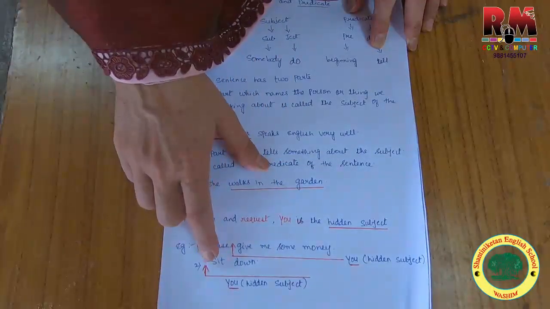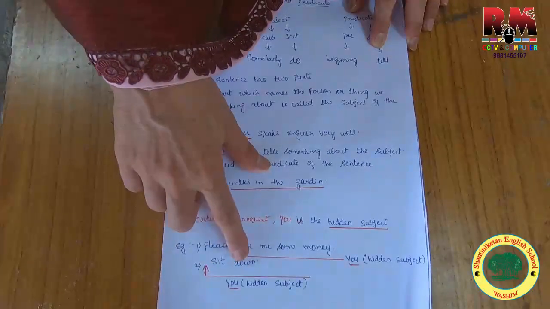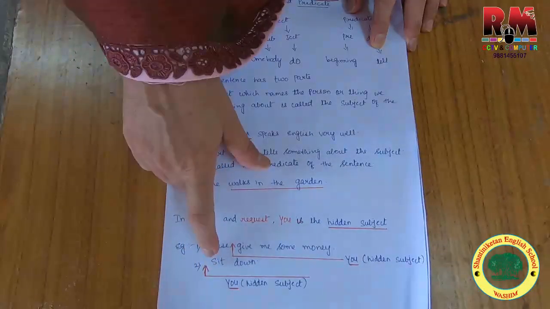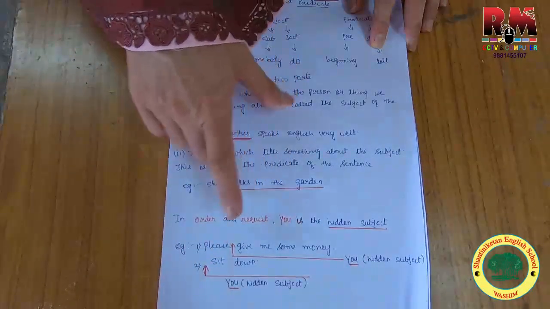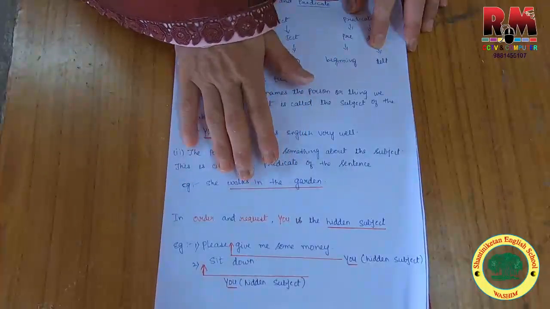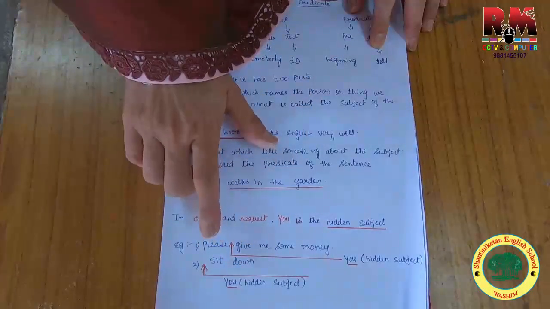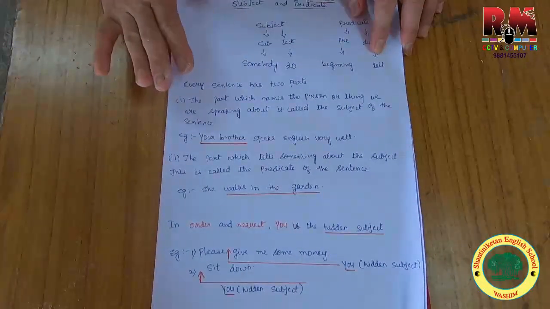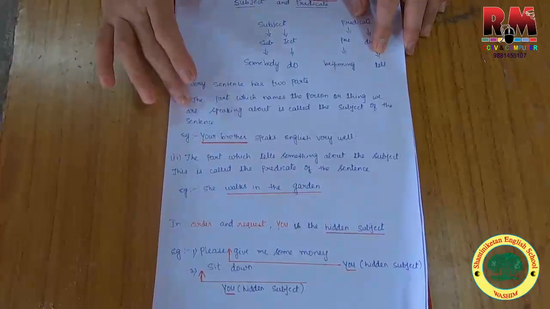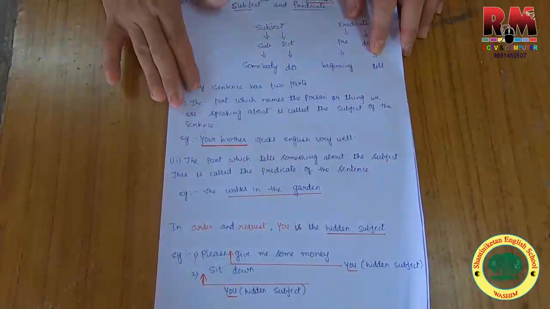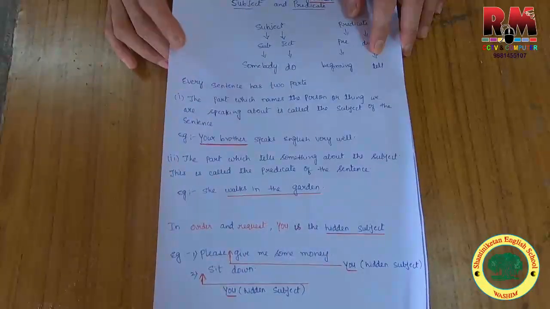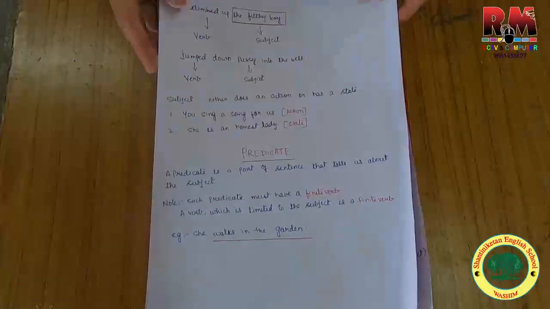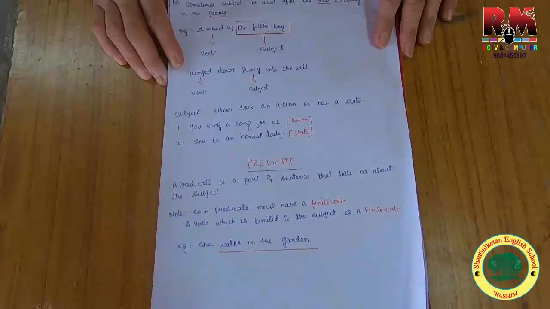Now see the second example, in the form of an order. Sit down. You're ordering, commanding the second person. Here you is not mentioned, you is hidden. So the subject can also be found in an imperative sentence where the subject you is hidden. I hope you understood, children, how to find out the subject here. You have to remember two parts: how to identify the subject in an imperative sentence, and how to find the subject when you have a verb at the beginning. This is all about the subject and how to identify a subject in the sentence.